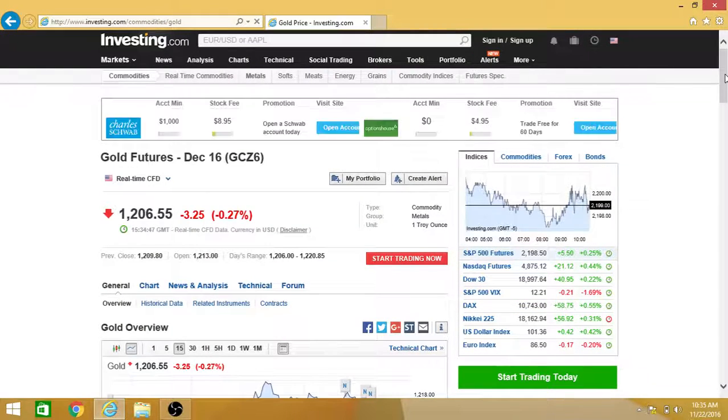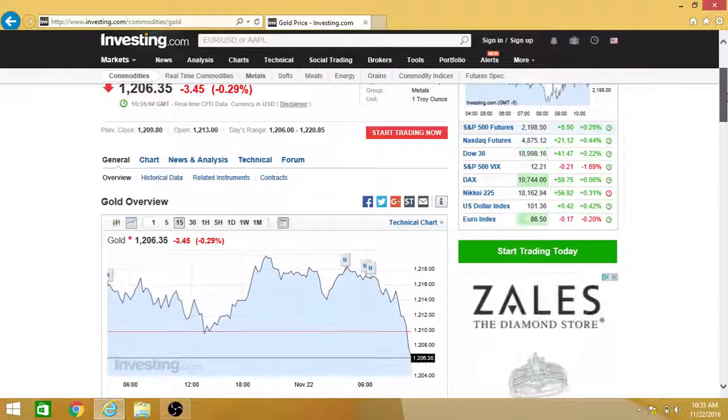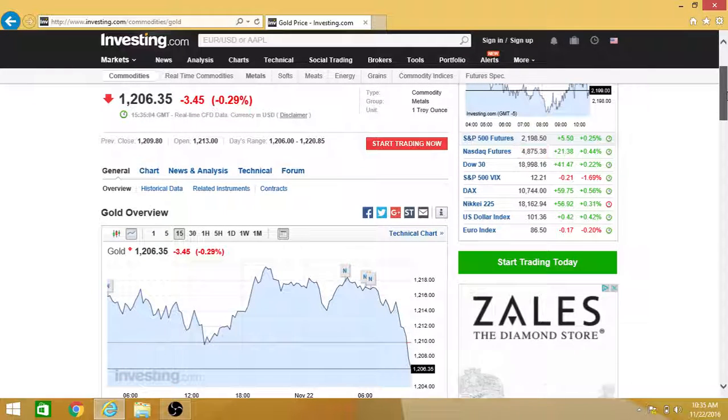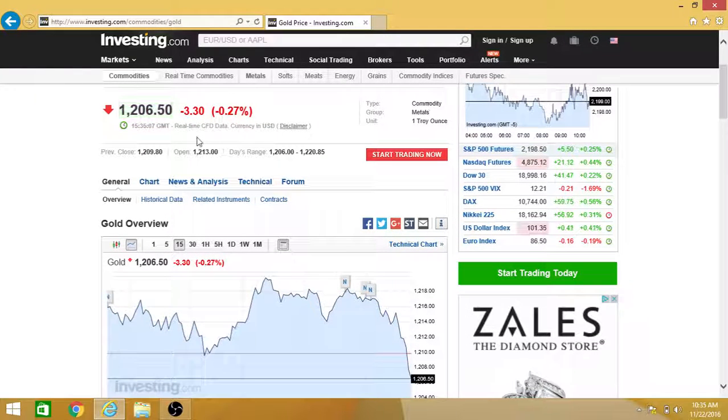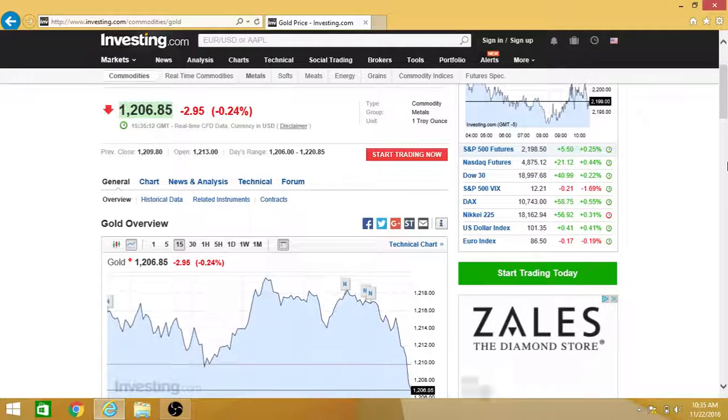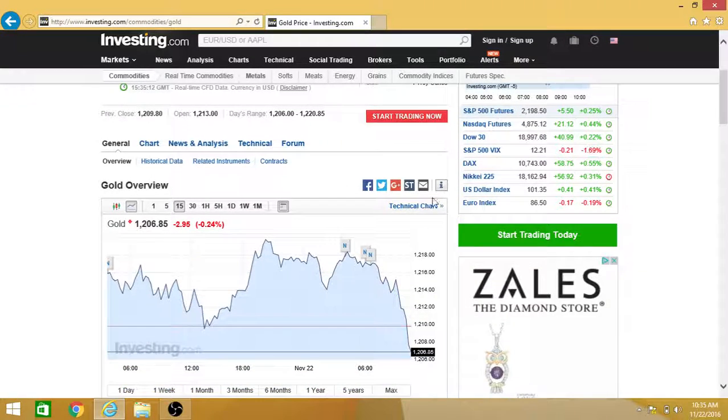This is much better than using GLD. Look at this. Yesterday, remember I said that I wouldn't have bought it out there even though it looked like it was oversold, and today it's down. Alright, so we're going to click on technical chart.